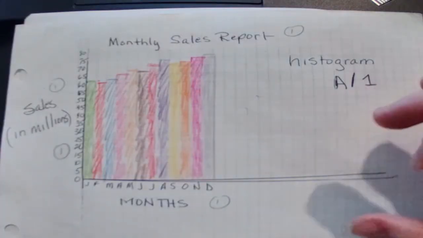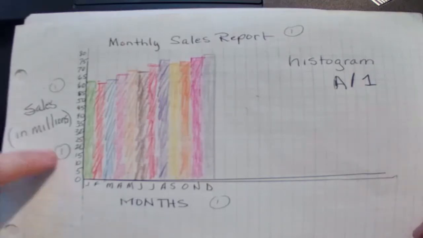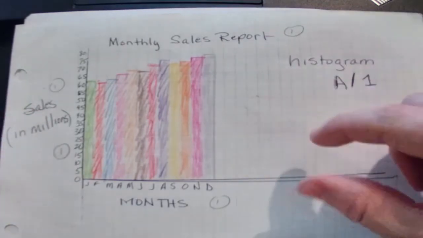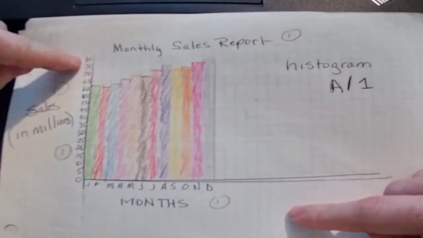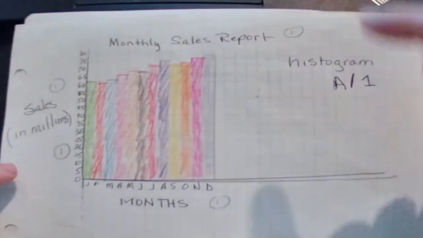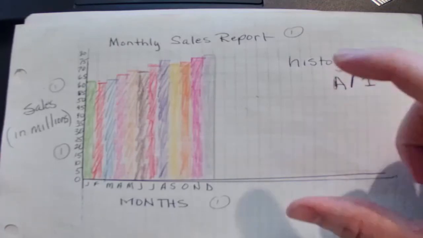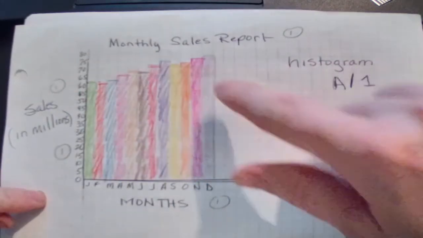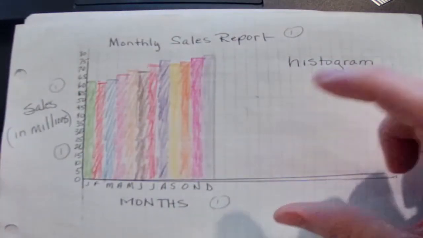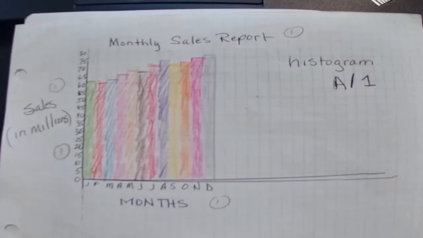So the one that you are seeing right now is the one where they said to start at 0 and go up by 5s. If you notice with this, I put my months on the bottom, my sales on the left, and I made sure to have a title for it, like any good graph is supposed to. With these, you can see that they are pretty close together. It looks pretty uniform.